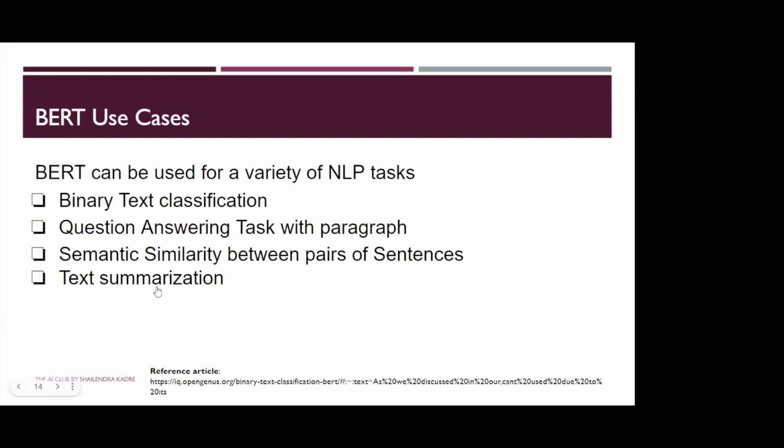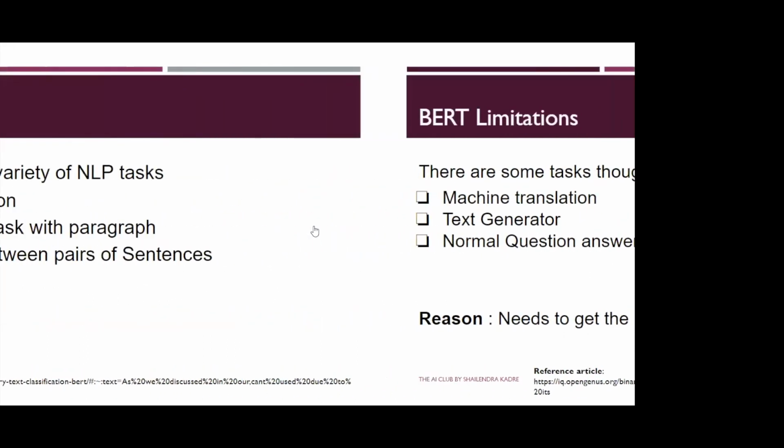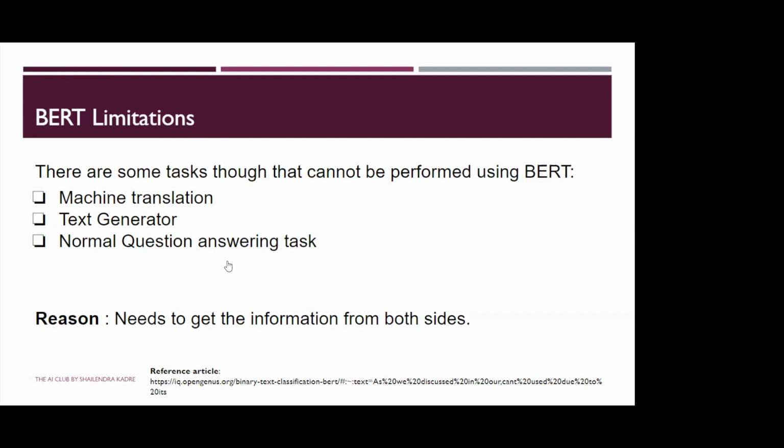And the last is text summarization. If you have a huge document, a whole big article or a research paper, you can create a short summary out of it using BERT. Since BERT is able to predict tokens, predict next sentences, and do the question answering task, a combination of these steps results in a text summarization engine as well. That can be created using BERT. And the reason I emphasized question answering task with paragraph is because the limitation of BERT is that it cannot do the normal question answering task.